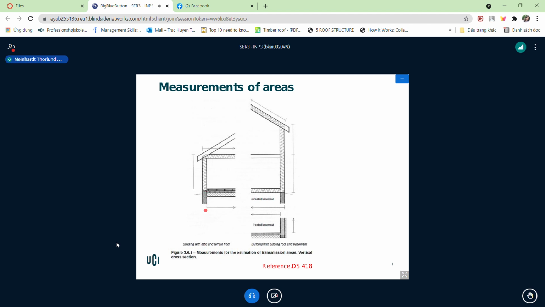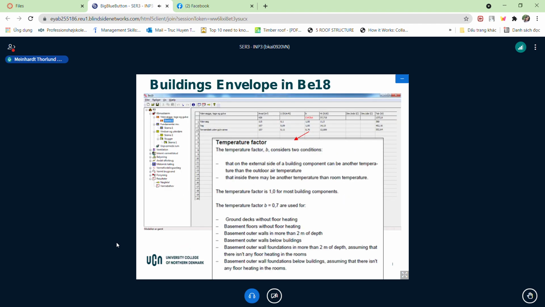And when we measure the floor, depending on if there's ground underneath, we're going to measure from the inner part of the wall, and if there's an unheated basement, it's going to be from the outside part. If it doesn't make sense why it's like this, there's a long explanation, but if you follow these instructions, you're going to do the calculation properly. This is how you will measure the areas. So when you put in the areas here, this is how you should measure it.